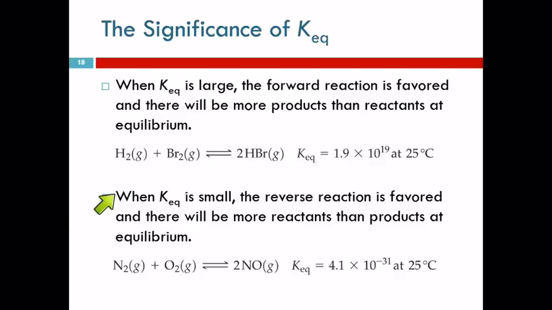If KEQ is small, that tells us that the reverse reaction is favored and there's going to be more reactants than products at equilibrium. This equilibrium constant is 4.1 times 10 to the minus 31. That's a mind-bogglingly small number. This small KEQ tells us that this goes in the forward direction only a little teeny tiny bit. At equilibrium, there's going to be almost no product. It's mostly going to be reactant.